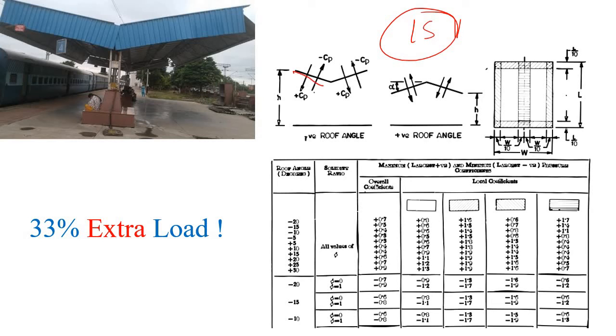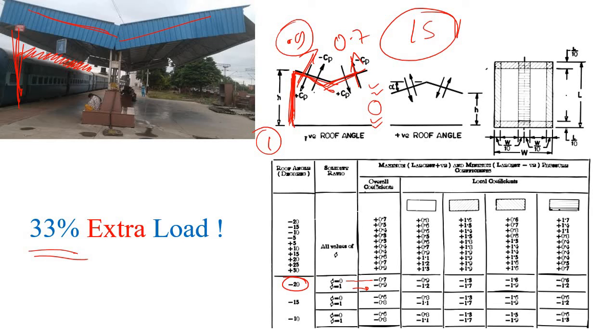This is the canopy structure, and on this side we have obstruction. Let's say we have complete obstruction, neglecting this very minor opening. Due to this complete obstruction the solidity ratio is 1, but with no obstruction the solidity ratio is 0 on this side. Let's say the slope of this roof is 20 degrees. You can see that for solidity ratio 0 the coefficient is 0.7, but for solidity ratio 1 the coefficient is 0.9. So nearly 32 to 33% extra load is applied on this side. Why? Due to this obstruction. So if you do not consider this solidity ratio, this structure may collapse under critical cases.